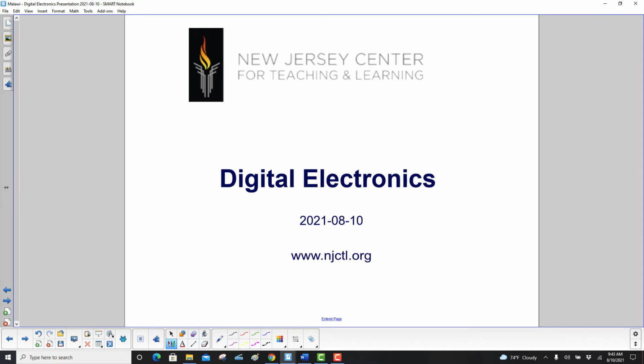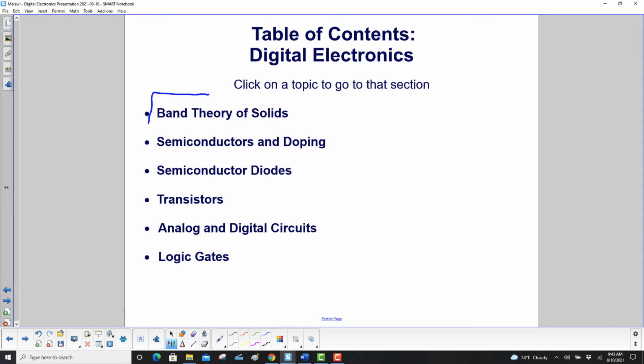Digital electronics. The band theory of solids explains how digital electronics work. It gets pretty heavy stuff here, but it's very interesting to read. Then some practical things: semiconductors and doping, semiconductor diodes, transistors, analog and digital circuits, and winding up with logic gates.